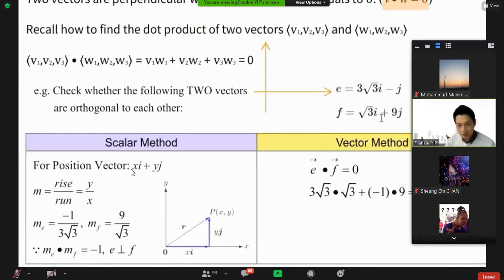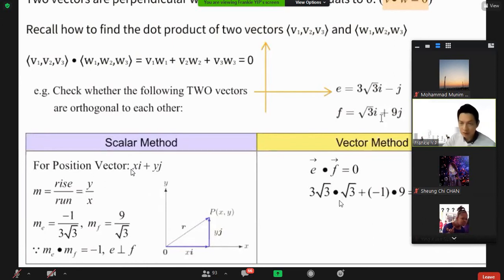Okay, so this is a concept you need to remember. Got it? Okay, how about the next part, the vector method? It's much easier, I think. You just use the dot product to multiply them with each other, and then it should be equal to 0.